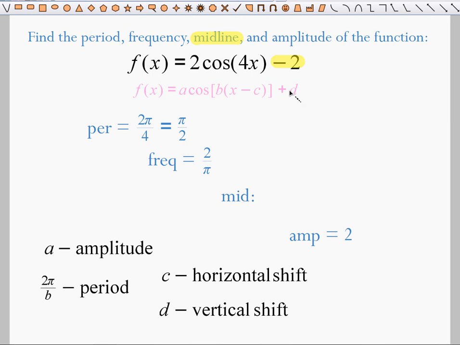Next, the midline is what's being added at the end, which means when I have a subtract 2, that means my midline is going to be -2. To change that to an equation, I'm just going to simply write y equals -2.